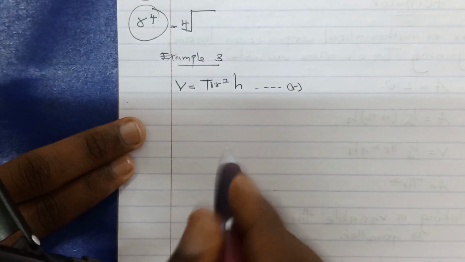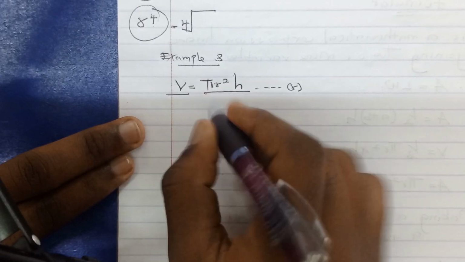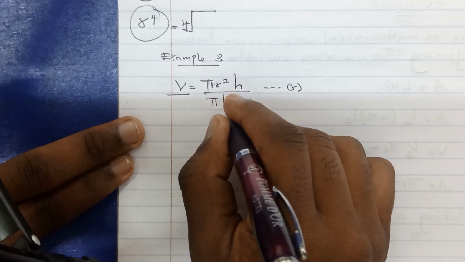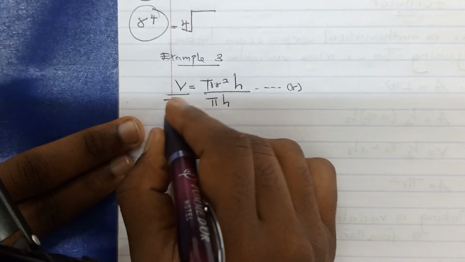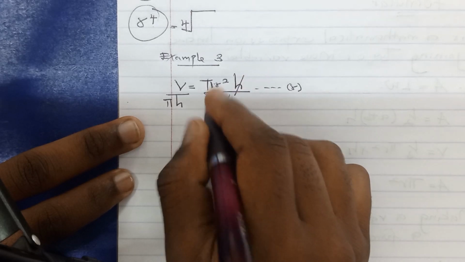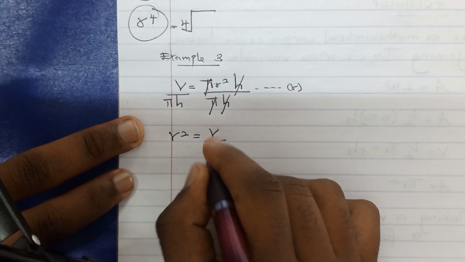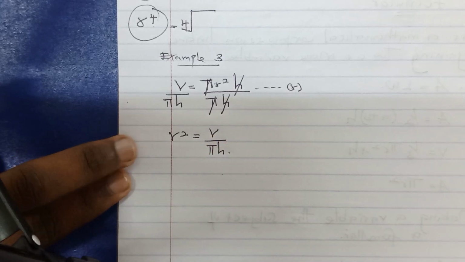So simple, as you've said. In this case, I'm going to divide both sides by pi and h. Also this side, I divide by pi and h. So h goes, that one goes. So I'm going to remain with r squared is equals to volume over pi multiplied by height.